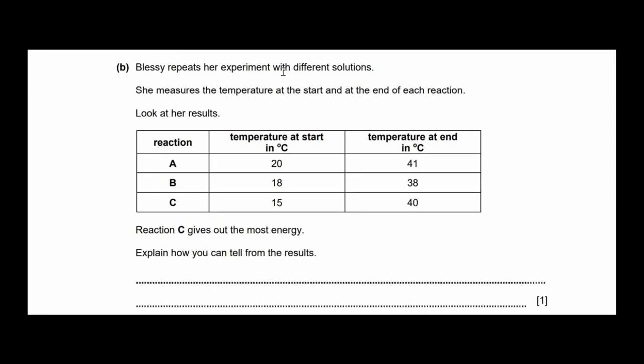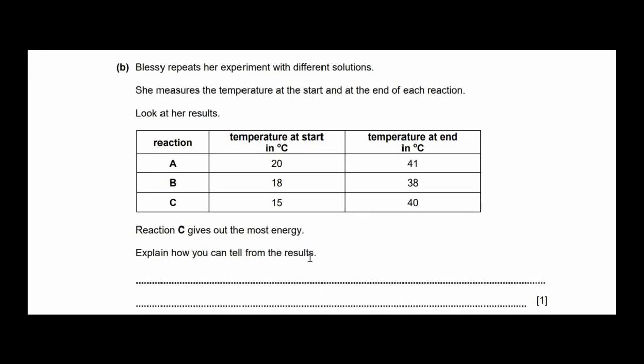Bessie repeats her experiment with different solutions. She measures the temperature at the start and at the end of each reaction. Look at her results. Reactions A, B, C. Temperature at start in degrees Celsius: 20, 18, 15. Temperature at end in degrees Celsius: 41, 38, 40. Reaction C gives out the most energy. Explain how you can tell from the results.